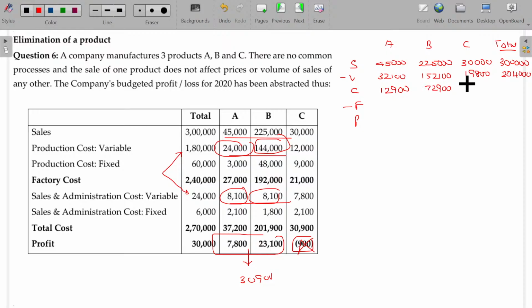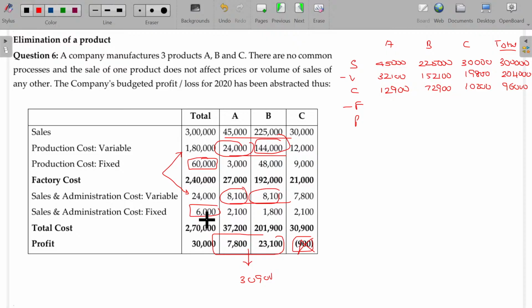72,900. In case of C, 10,200, 96,000. And fixed cost 60 plus 6. You cannot calculate the fixed cost for each and every item independently. Whether you stop the product A sales or B sales, that fixed cost cannot be eliminated. The showroom cost is the same. In this statement, they have shared the showroom cost for A, B, C based on some assumed numbers.